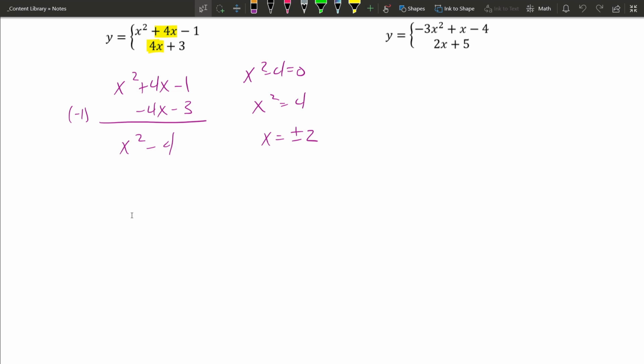And I'm going to put that back in my equations. I'm going to pick the second equation because the second equation is less complicated. So 4 times 2 plus 3, that's 8 plus 3, that's 11. So that point will be 2, 11. And the other point will be 4 times -2 plus 3. So that's -8 plus 3. So that's -5. My second point's -2, -5.